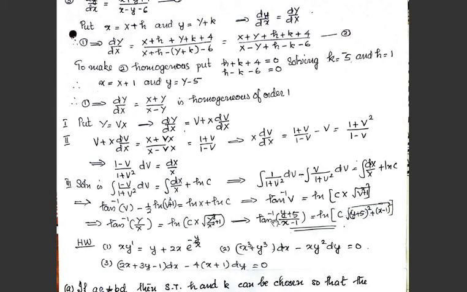Getting the answer tan inverse, and you substitute for Y, what is small y plus 5, and for X, capital X is x minus 1. Similarly here also substitute the values of x, y, and we get the answer as tan inverse of (y plus 5) by (x minus 1) equal to ln of c into root of ((y plus 5) the whole square plus (x minus 1) the whole square).